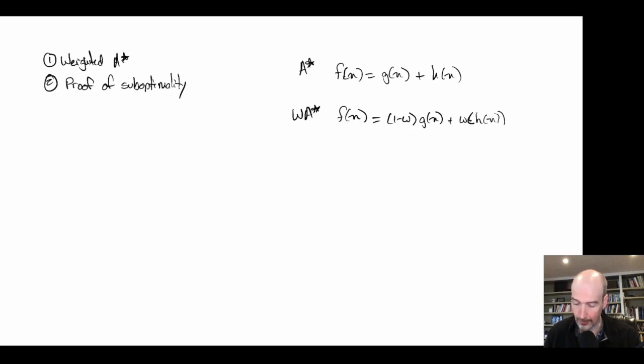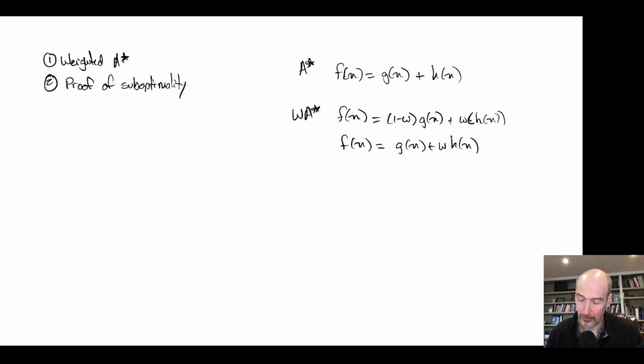Or another way we could write it is f of n equal to just g of n plus w times h of n. Now, what about these two different definitions? Well, the first definition is sometimes preferred because it allows us to show that we can get a transition between different algorithms. Suppose that w is equal to a half. Then we're weighting g and h equally, and so we get exactly the behavior of A star.